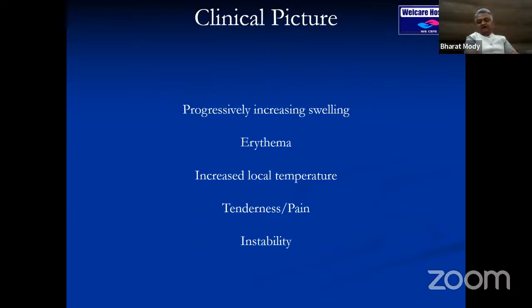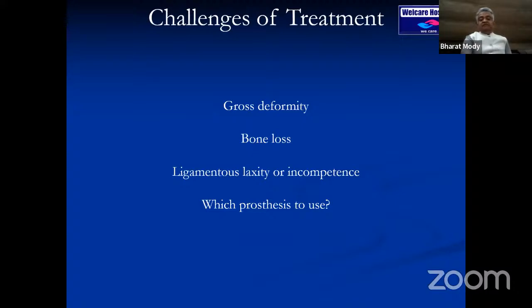Typically, you will see a progressively increasing swelling of the joint with a huge amount of synovial fluid collection. There could be some erythema and increased local temperature. Tenderness or pain can or cannot be there. Certainly, it is less in proportion as compared to what you will see clinically as the destruction of that joint. And of course, instability is the hallmark. There will be gross deformity, bone loss, ligament laxity or incompetence. And the question will be how to handle this, which type of prosthesis should be used, what type of surgical technique should be deployed when you start with this particular problem.